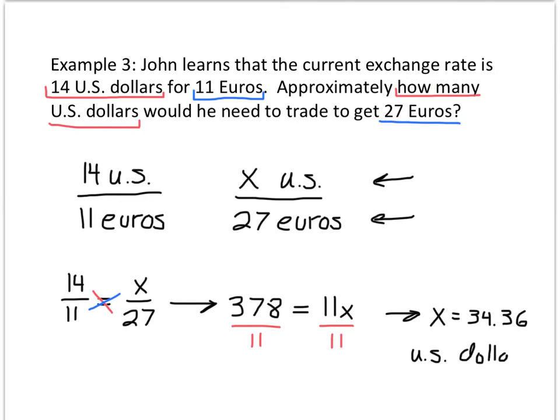Always good to label what unit we were finding to really make sure we are clear on what it is we're solving for. And this makes sense. Notice back here, I needed more dollars than I did euros, 14 versus 11. So it makes sense that 34.36 will be larger than 27 if I need to get 27 euros.